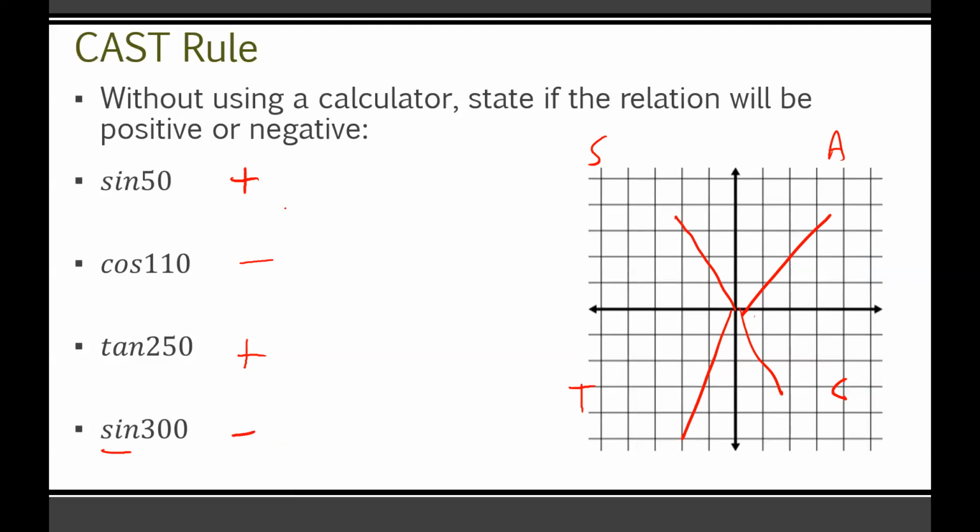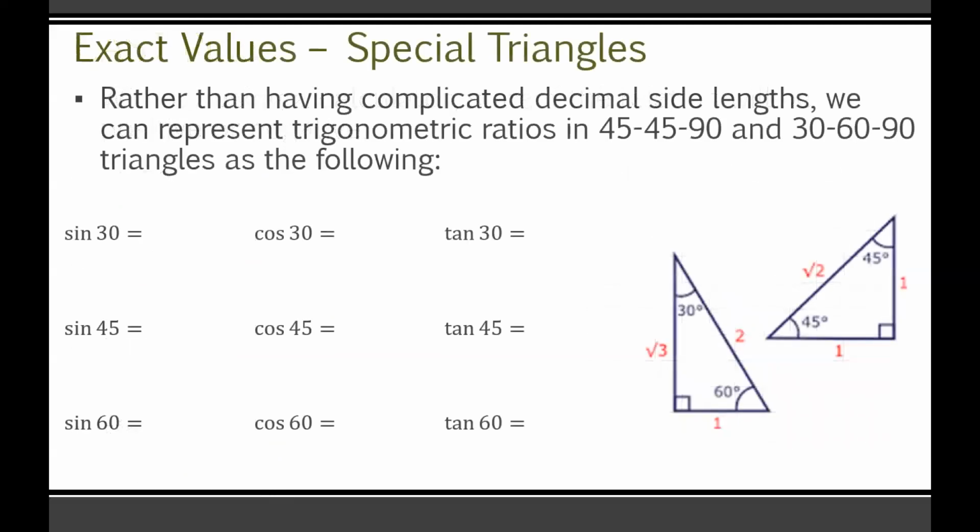If you wanted to double check this with a calculator, literally just use your calculator and say sine 50. I don't know what the answer will be. It'll be a messy decimal, but I know it'll be positive. Same with cos 110. It'll be a messy decimal, but it'll be negative, whatever it is. Anyway, enough of that. Moving on.